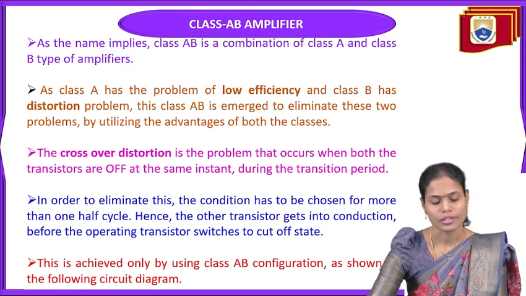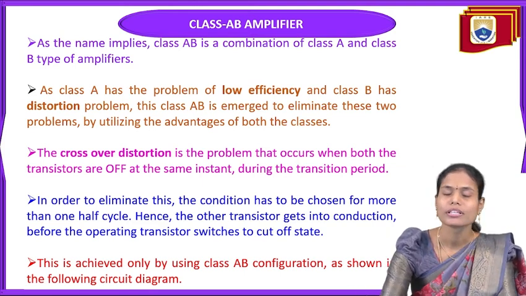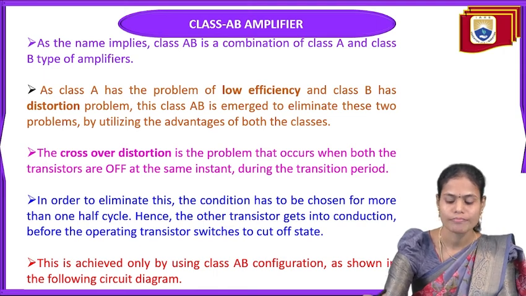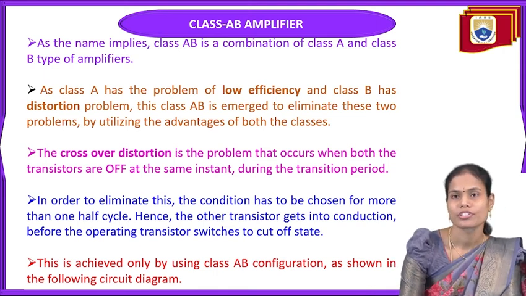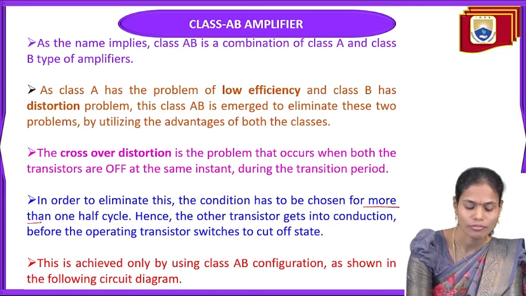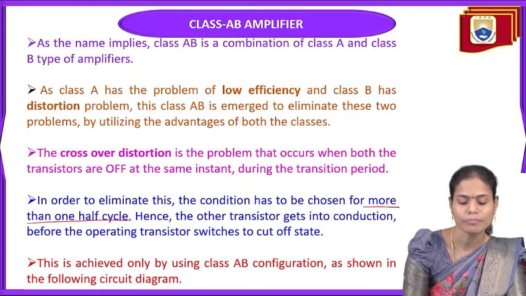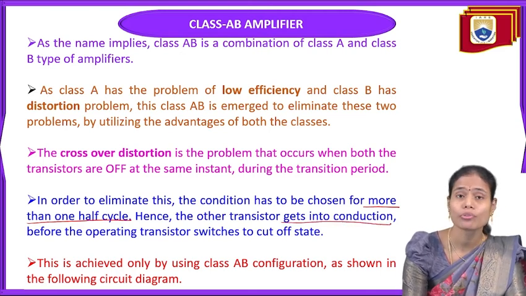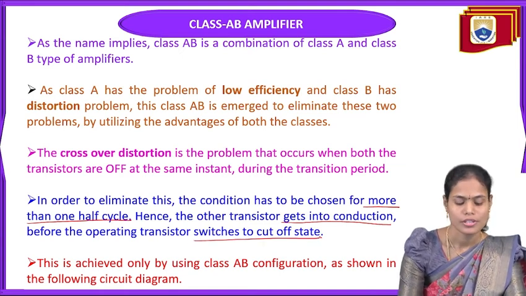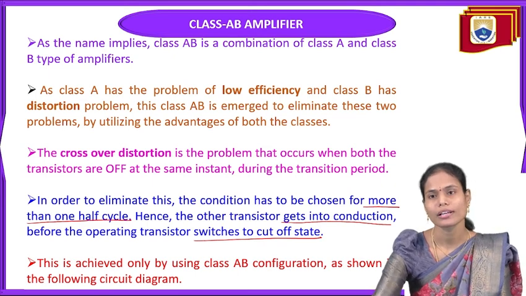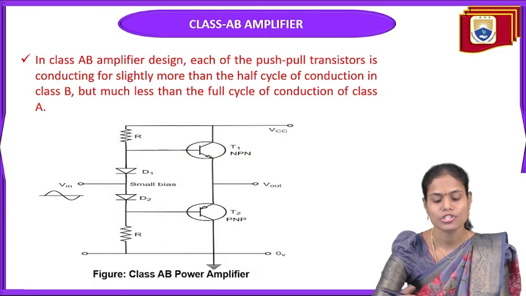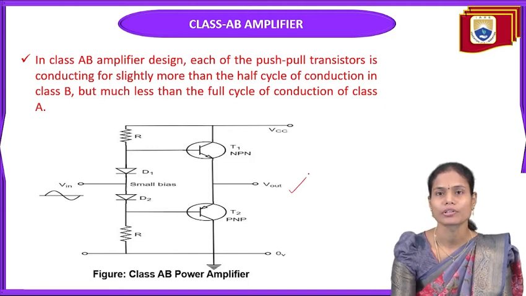The crossover distortion occurs whenever both the transistors are off at the same instant during the transition period. So in order to eliminate this, the condition is we choose more than 1/2 cycle to give to the transistor, so the other transistor gets into conduction before the operating transistor switches to the cutoff state. This is achieved only by using the class AB configuration that is shown in this particular circuit.